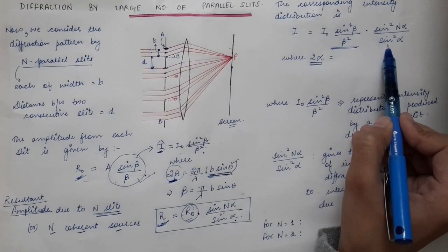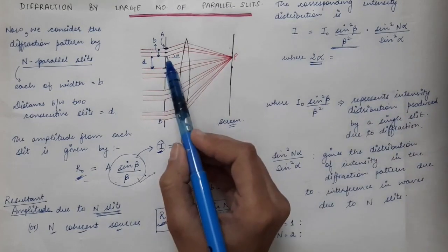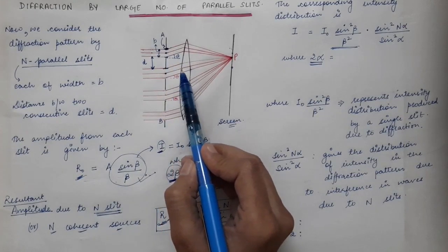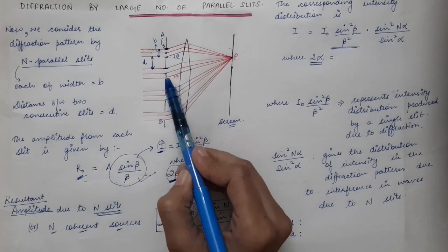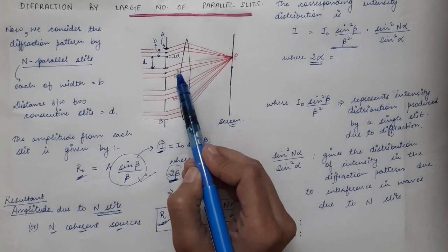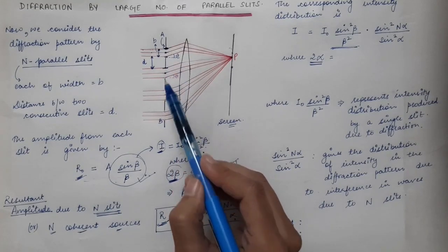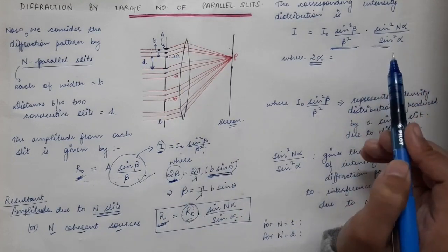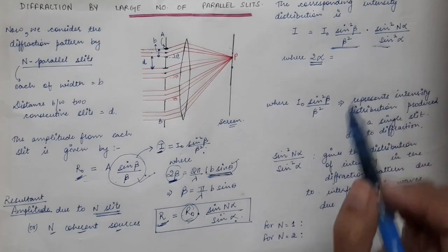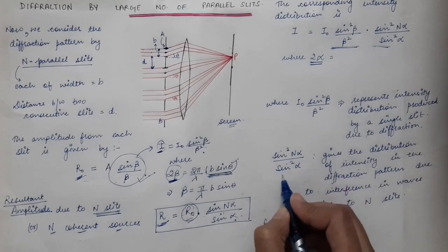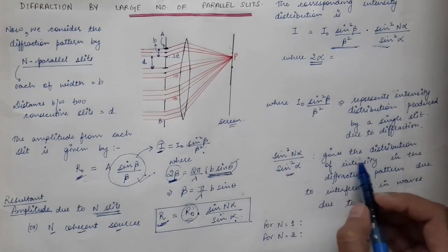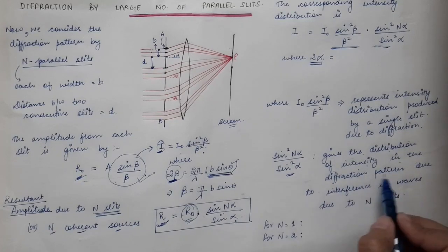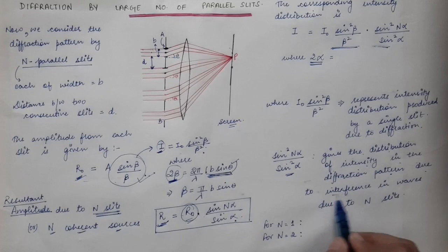But this another factor, it comes due to the interference which occur between the light rays which are coming from the two slits. So these are the corresponding light rays which are coming from the two consecutive slits, or you can say which are coming from all the n slits. So this is the factor that gives us the contribution of the interference. So sin square n alpha divided by sin square alpha, this factor, it gives the distribution of intensity in the diffraction pattern that we obtain due to interference.